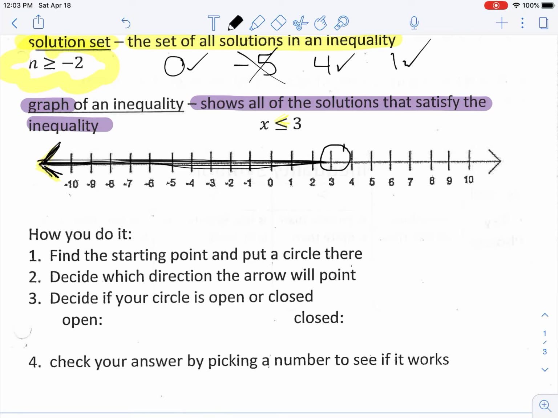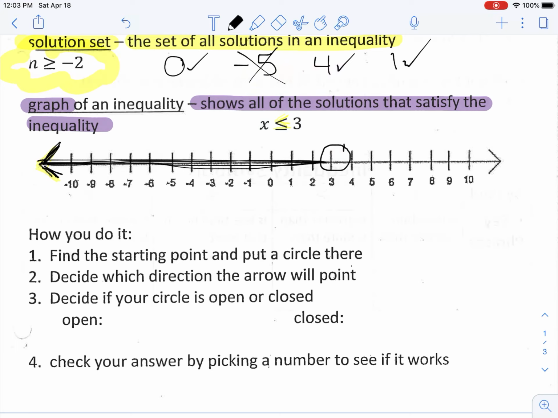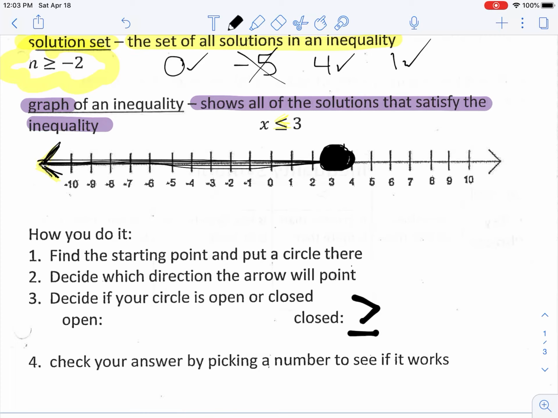Number 3, decide if your circle is going to be open or closed. So let's go back up and look at the inequality that we were given. If you have or equal to as part of your inequality symbol, that's going to be a closed circle. And I'm going to explain in just a second what that means. Closed circle means you're going to go back to the number line, find the number 3, and you're going to fill in that circle. We fill it in if it was greater than or equal to, or if it was less than or equal to. An open circle would be for greater than or less than.